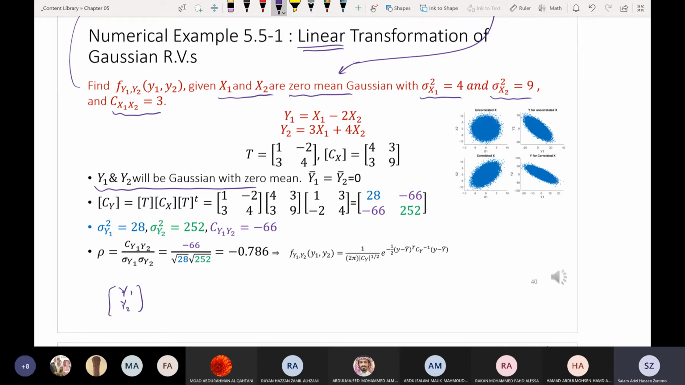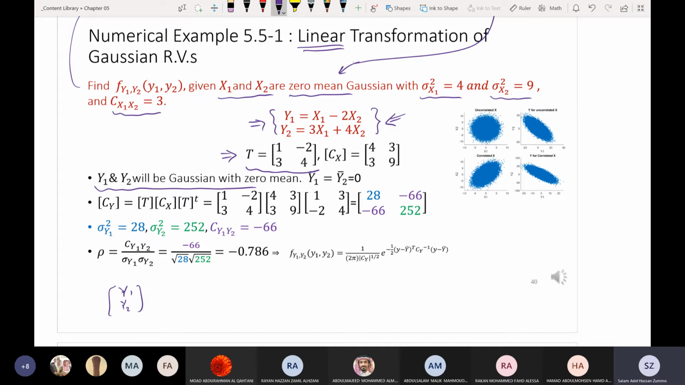Sorry, first the transformation matrix, we haven't said it. T is the transformation matrix. Why? Because I gave you these two functions: y1 equals x1 minus x2, so it's 1, minus 1 for x2, and y2 equals 3 x1 plus 4 x2. You need to know how to read the equations and put them into a matrix. I might not give you the transformation matrix. I might give you these functions, and you need to find the transformation matrix.